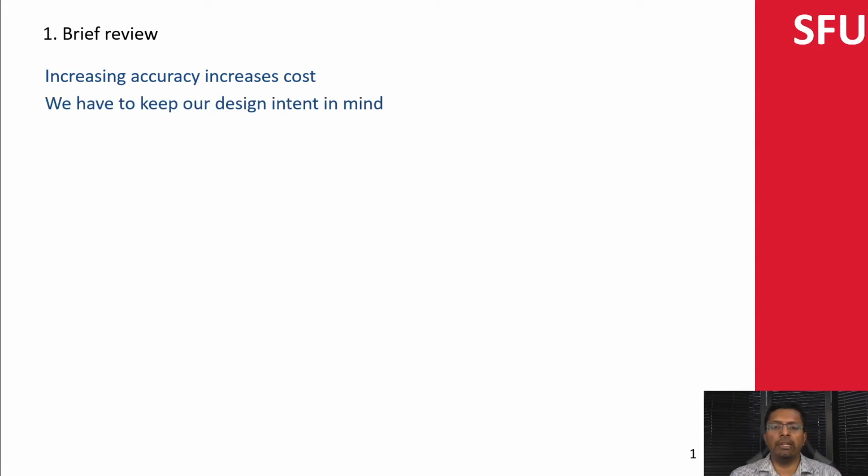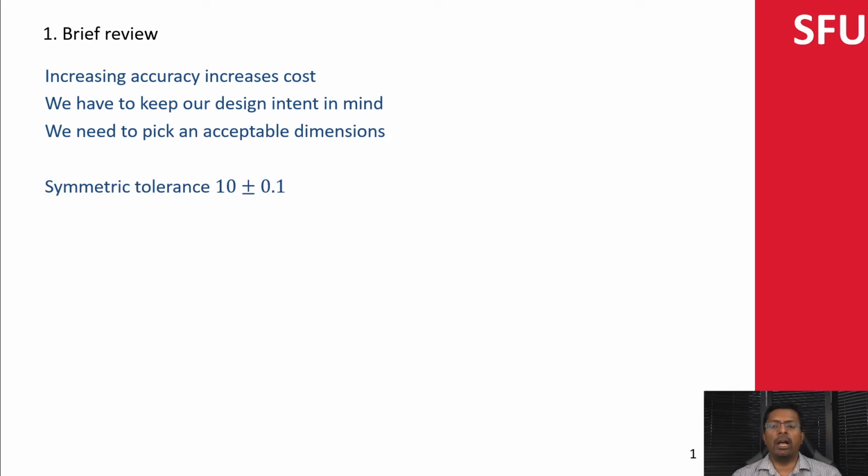So in keeping with that, we keep our design intent in mind, and then we pick an acceptable tolerance. We looked at two main types of tolerance. The first one was a symmetric tolerance, where you had it of the form 10 plus or minus 0.1, where you can go up and down by 0.1. In this case, it's millimeters. And then we did bilateral tolerance, where the same dimension would be 10, and at the bottom you have minus 0.1, and at the top you have plus 0.1. So this is basically the same concept. The advantage here is that this bilateral tolerance need not be symmetric.